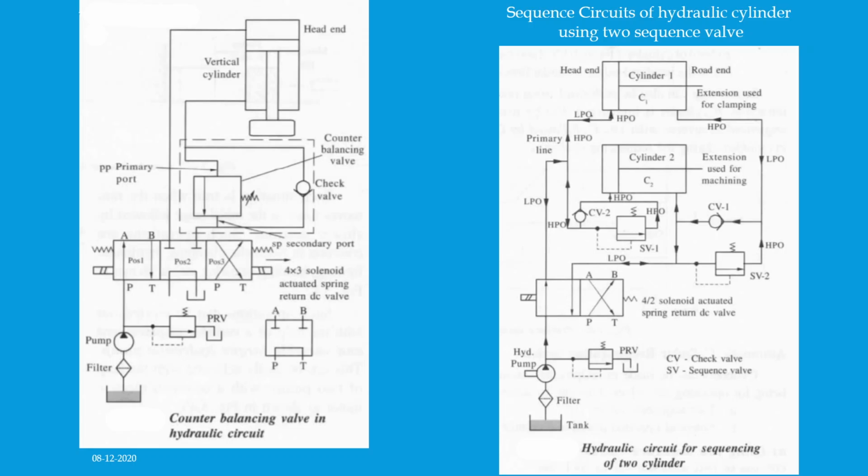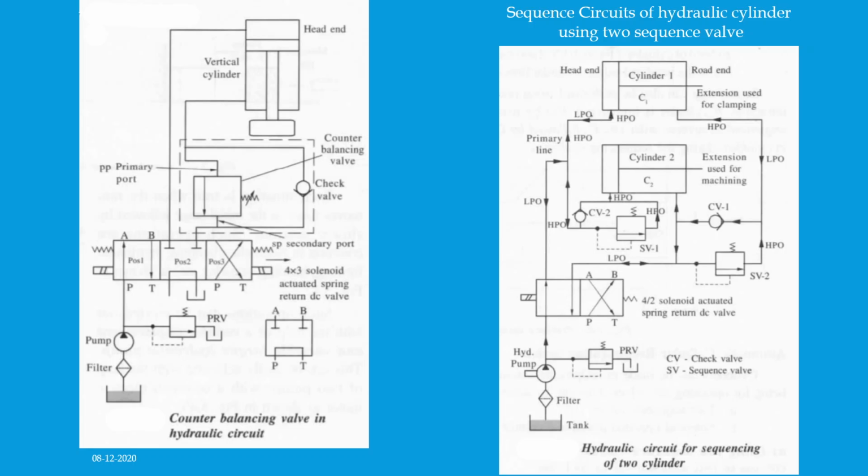Now the figure on the right hand side shows a hydraulic circuit for sequencing of two cylinders using a sequence valve in conjunction with the directional control valve. The operations are clamping of the job and machining the same. When the first cylinder extends to the right, it clamps the job with the help of a power vise. Extension of cylinder 2 takes place when the fluid from the sequence valve is directed to it. This extension is used to operate a power vise to hold the job.